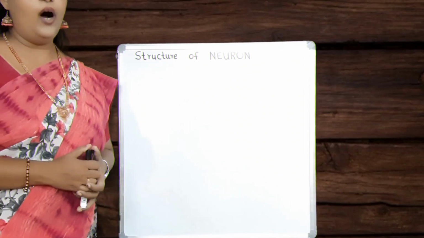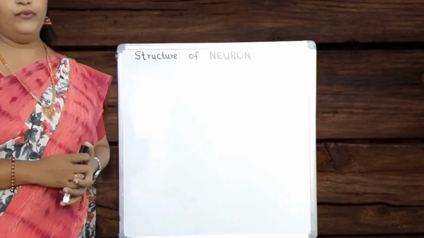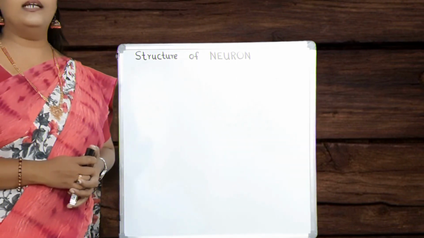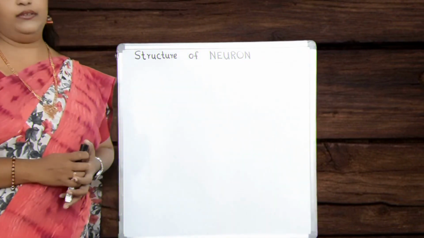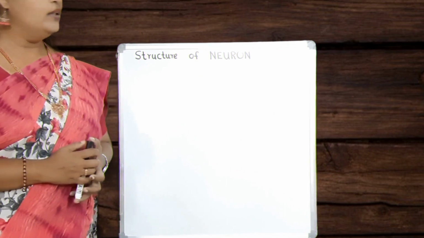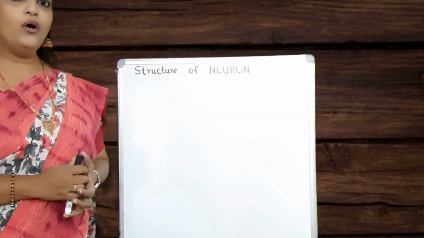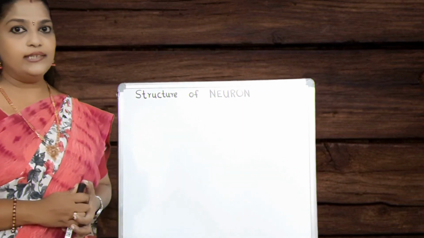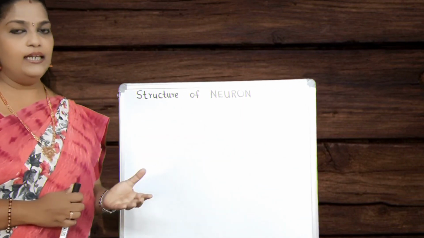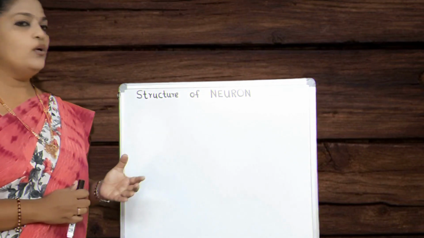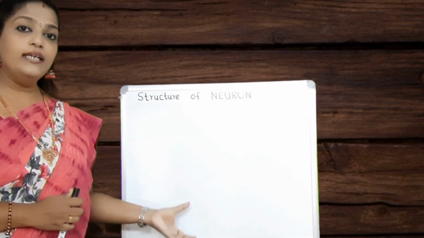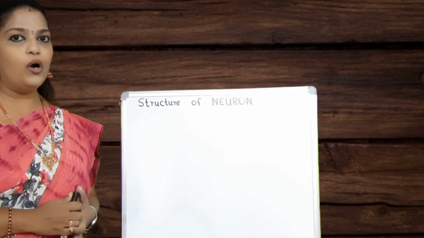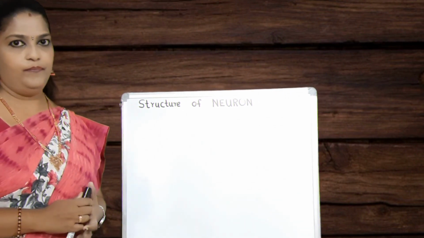So let's learn how to draw the structure of neuron. You can draw the neuron either in a vertical or in a horizontal position. Here I am going to draw the neuron in a vertical position. As you know, it's the longest cell in our body, so it is an elongated structure.